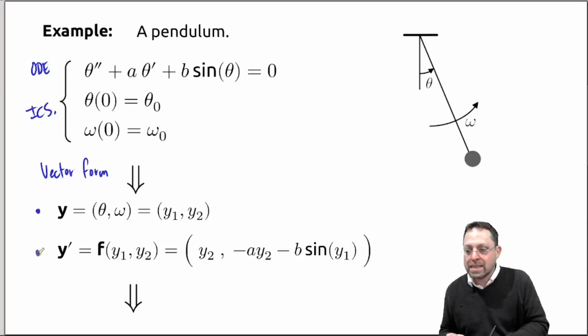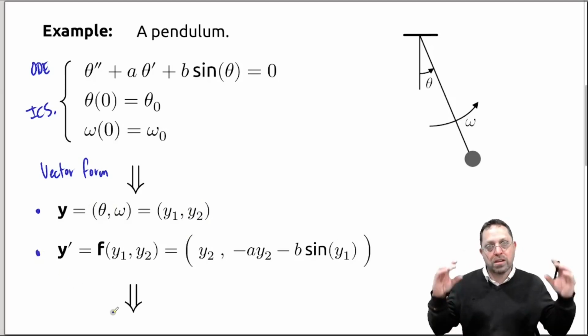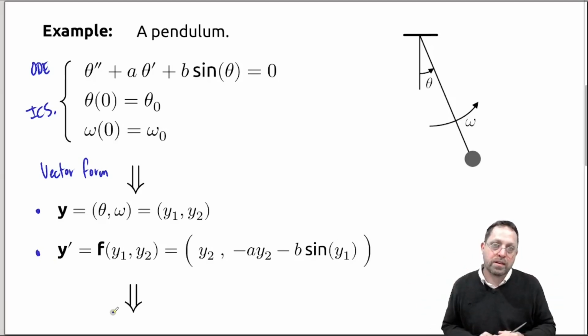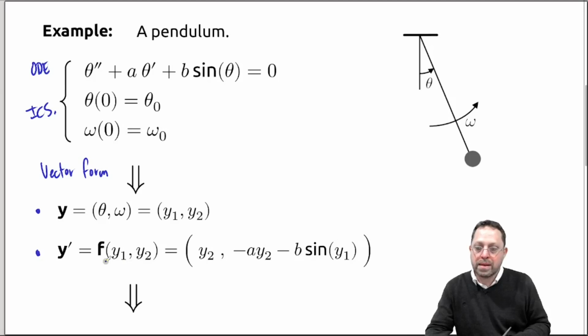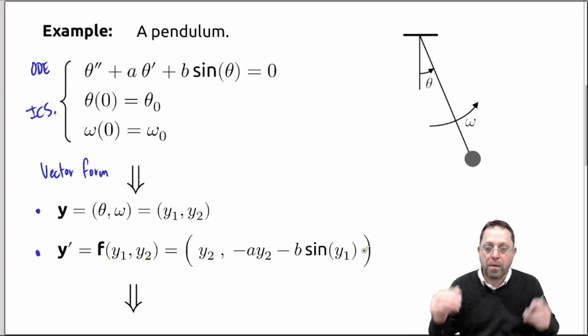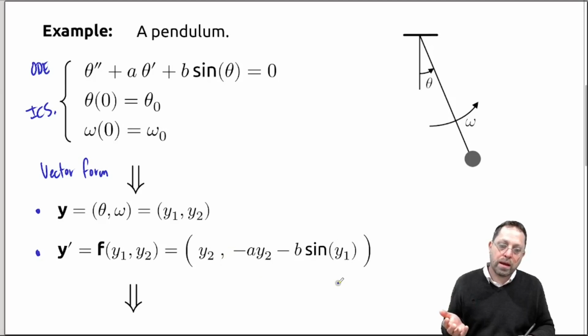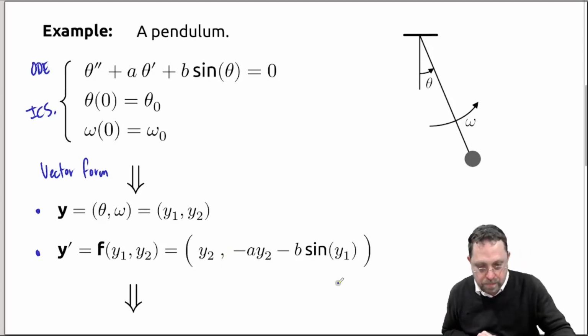And then the second step would be to take our scalar ordinary differential equation and put that into vector form. And so that meant defining this function f that takes y1 and y2 and returns an array that is y prime. That array, in this case, has as its first element y2, and as its second element will have negative a times y2 minus b times sine of y1.